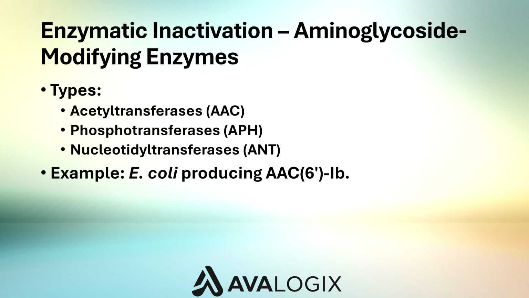These enzymes are often encoded on plasmids or transposons, making them highly mobile between bacterial species. You'll often find AMEs in gram-negative pathogens like Pseudomonas aeruginosa and Enterobacteriaceae. Some clinical isolates carry multiple AMEs, making them resistant to all aminoglycosides. This mechanism is especially problematic in ICU settings, where aminoglycosides are used as part of combination therapy for severe infections. So while aminoglycosides are powerful tools, bacteria have found biochemical ways to defuse them.